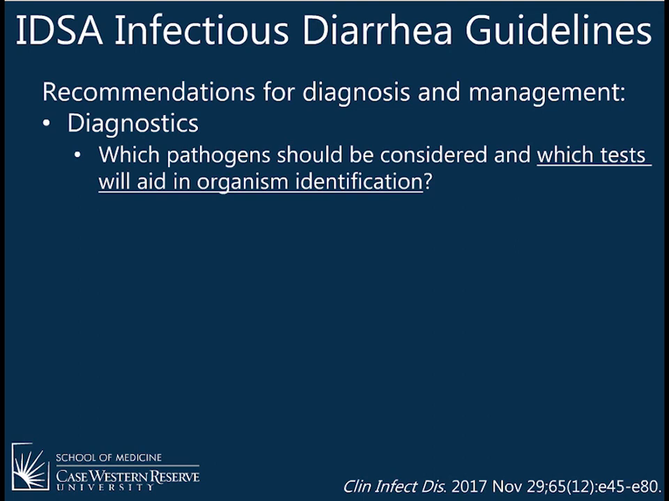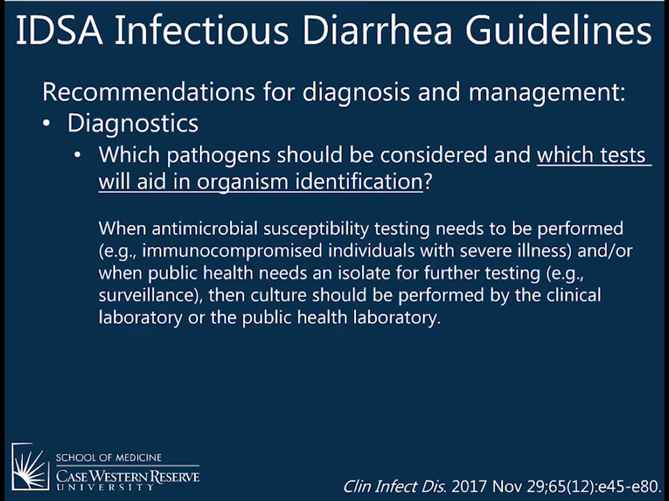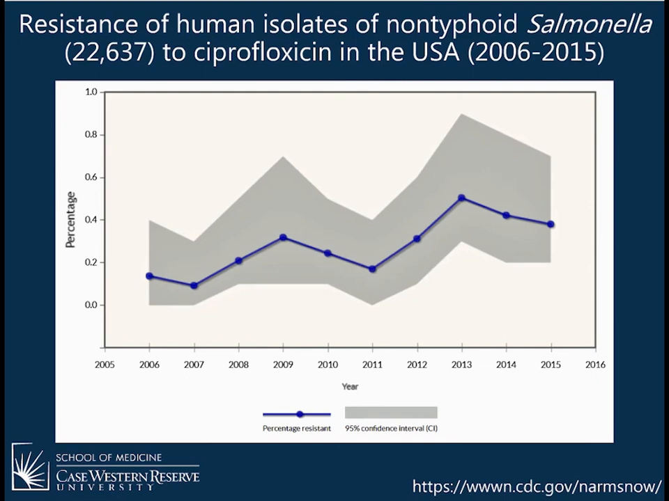Now, which tests will aid in organism identification? When antimicrobial susceptibility testing needs to be performed, for example, in patients that are immunocompromised with severe illness, or when public health needs an isolate for further testing, for example, for surveillance purposes, then culture should be performed either by a clinical laboratory or the public health laboratory.